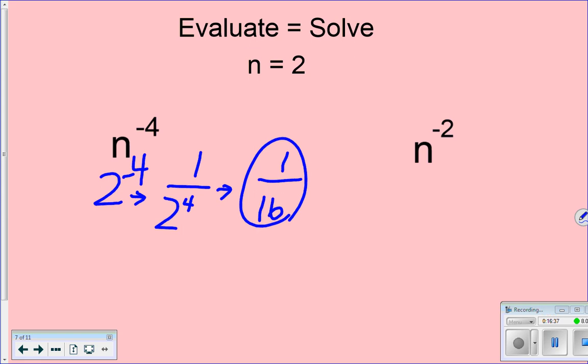I'll show you what you have to do on your homework. Not everything says evaluate. What if, I'm going to throw a wrench into you guys, okay? What if I have this? 3n to the negative second power.